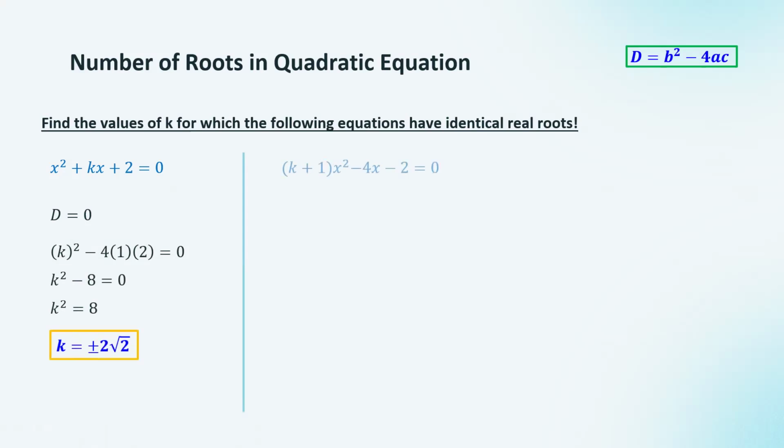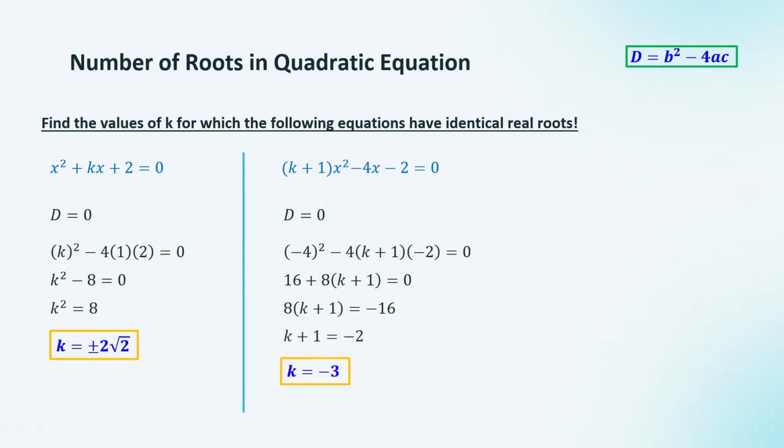In the next example, it's going to be a bit more complicated, but the method is going to be the same. Again, we know that to have identical real roots, we need the discriminant equal to 0. So we can input the a, b, c values just like what we did before, and we can simplify the equations. So it's going to look like this. And in the end, we know that k is negative 3.